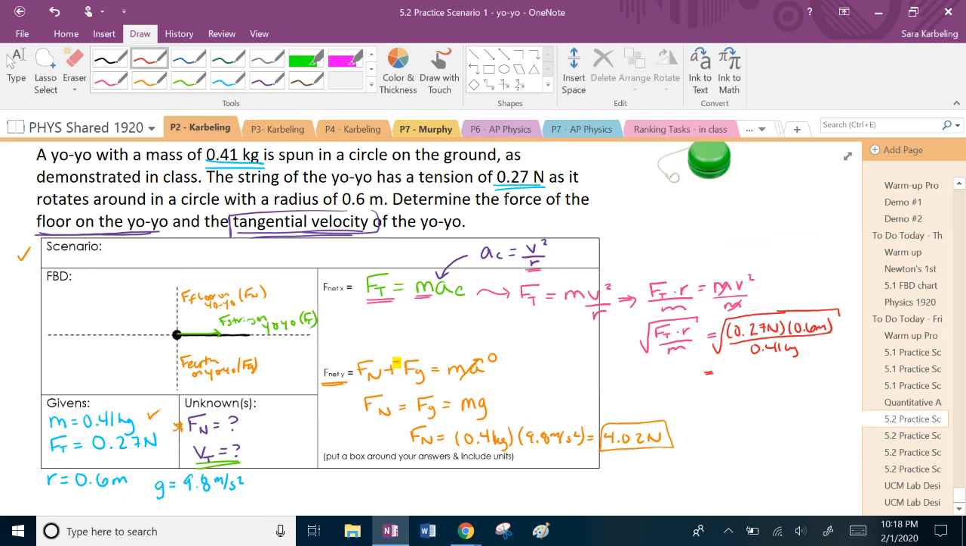Okay, I've got 0.27 times 0.6 on the top. I'm going to divide by 0.41, take the square root of that answer, and I get about 0.63 meters per second.